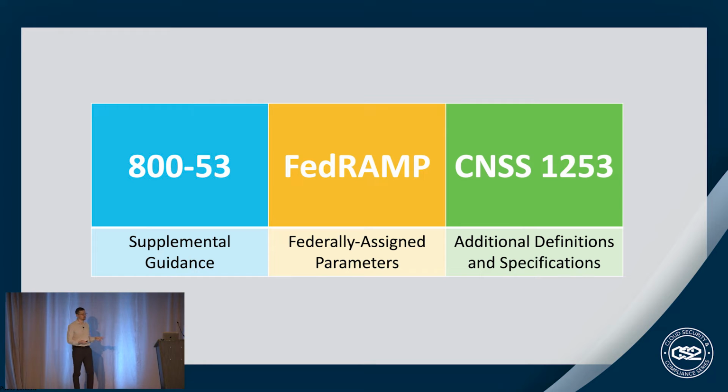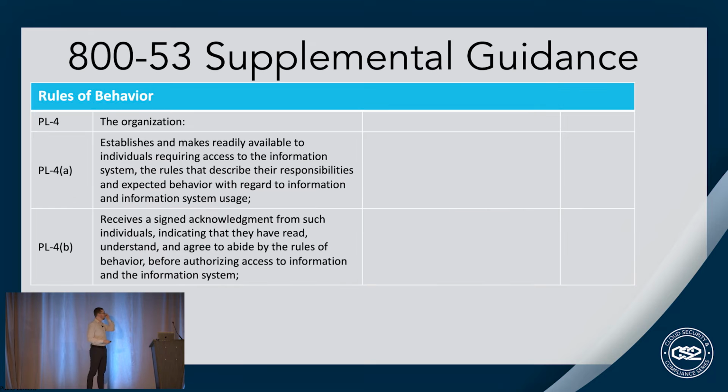And then we've got CNSS 1253. This is a national security systems overlay for 853. Hits different targets, hits different controls. Let's see if we start to use these in different ways, if this could shorten our overall planning and implementation timelines. So first things first, 853.